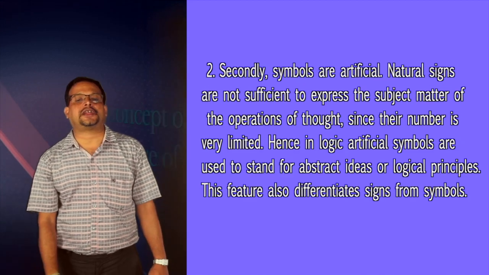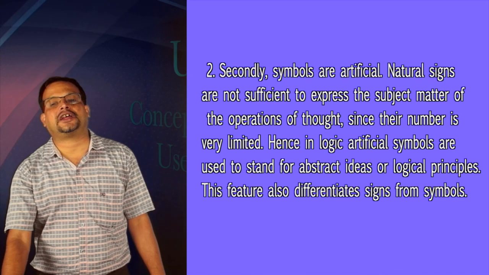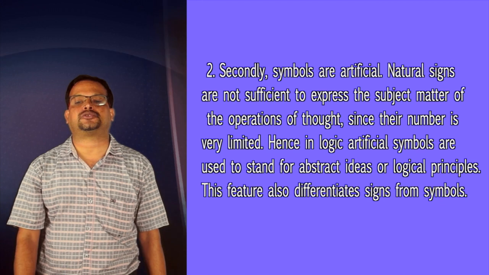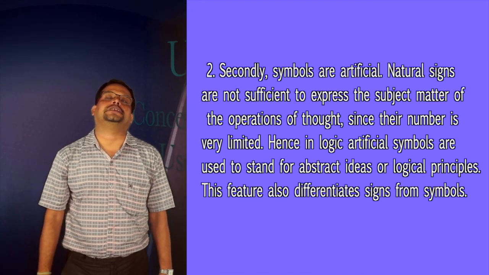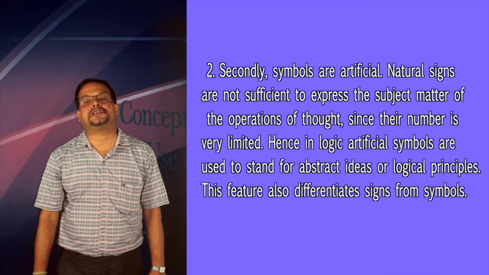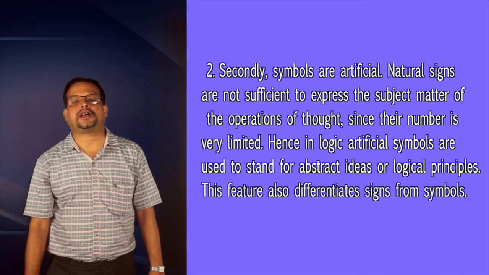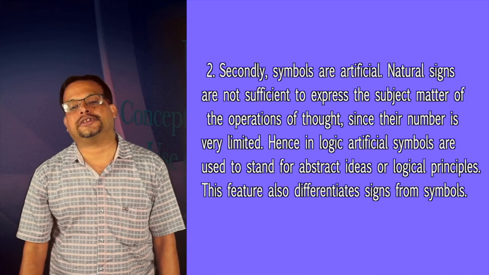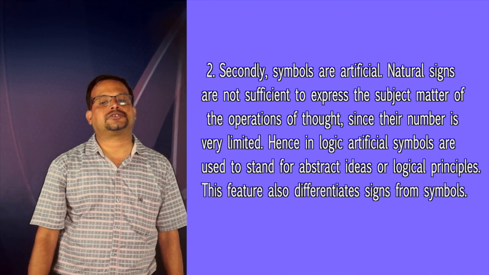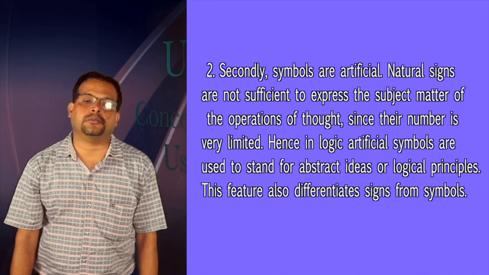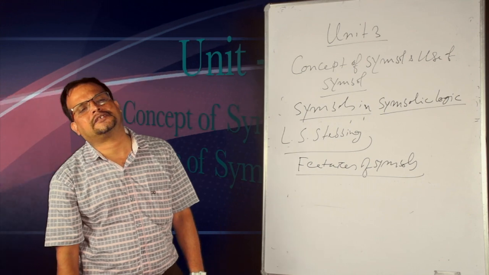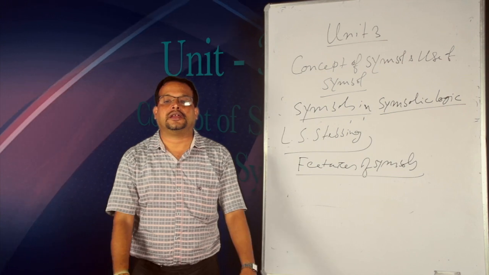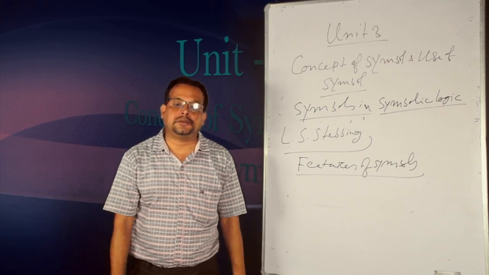Secondly, natural signs are not sufficient to express the subject matter of the operations of thought since their number is very limited. Hence, in logic, artificial symbols are used to stand for abstract ideas or logical principles. These features also differentiate signs from symbols. Dear learners, already I said to you, the multiplication sign and question mark are known as symbols.